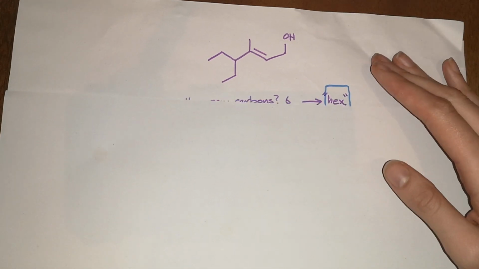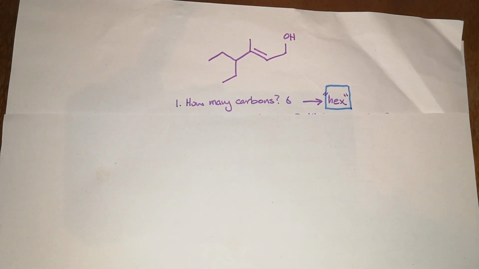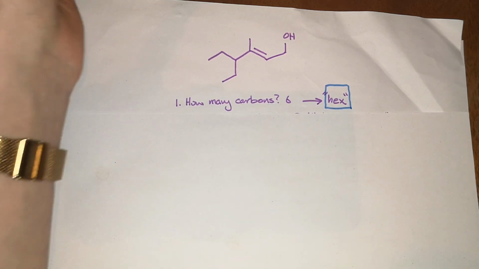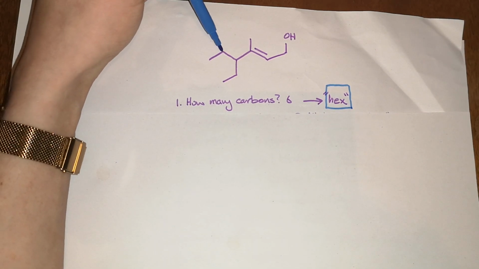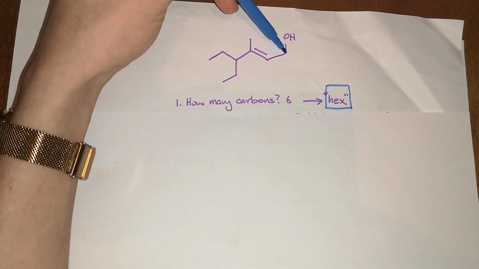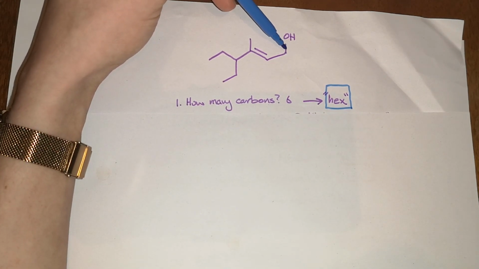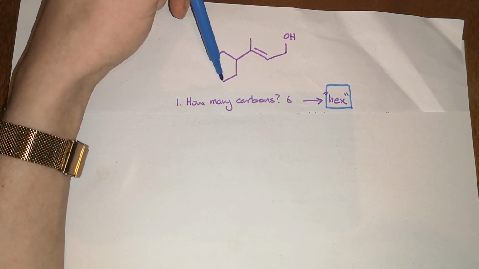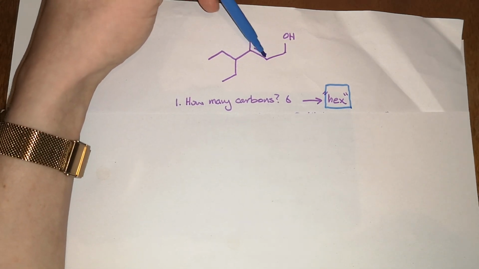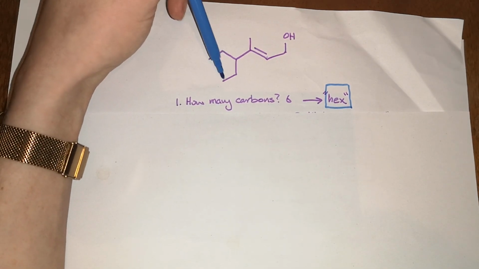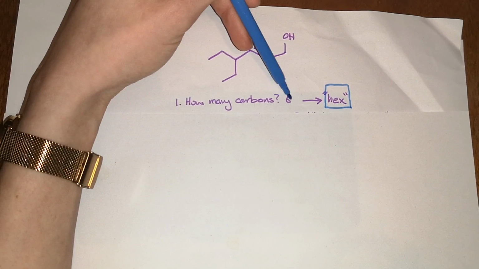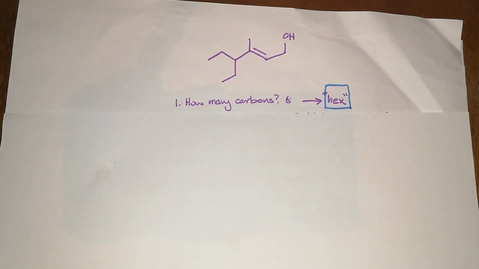So the first step, according to the rules, is counting the most carbons in the longest continuous chain. Okay, so if you go from left to right, you go 1, 2, 3, 4, 5, 6. Okay, but as I said before, it's always important to check the branches. And if you come from this branch, 1, 2, 3, 4, 5, 6, it's still 6 carbons, so it doesn't matter where you start. But because it's 6 carbons, it's going to be a hex-based molecule. Okay, so that's going to be the root.